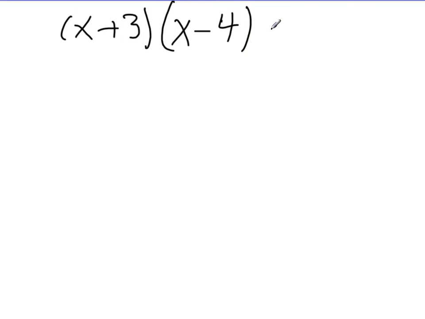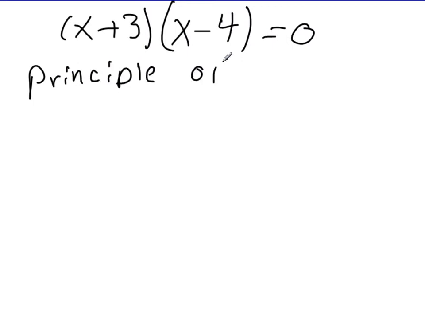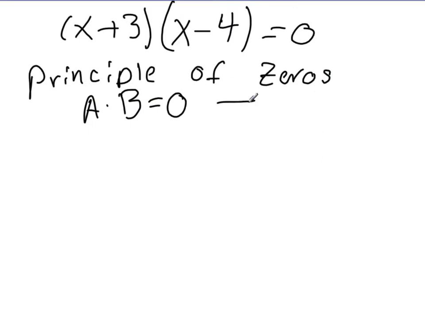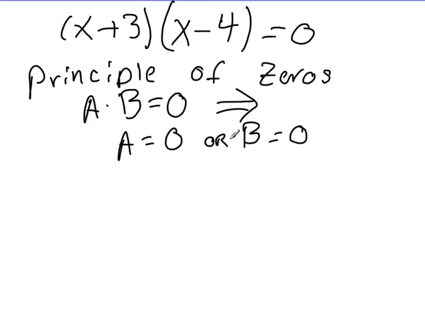We have currently x plus 3 and x minus 4 equals 0. After we've factored, our next step is to use the principle of zeros, which basically says if a times b equals 0, then either a equals 0 or b equals 0 or both. We don't know. It could be both, it could be one, it could be none. We never know. But that's what the principle says.